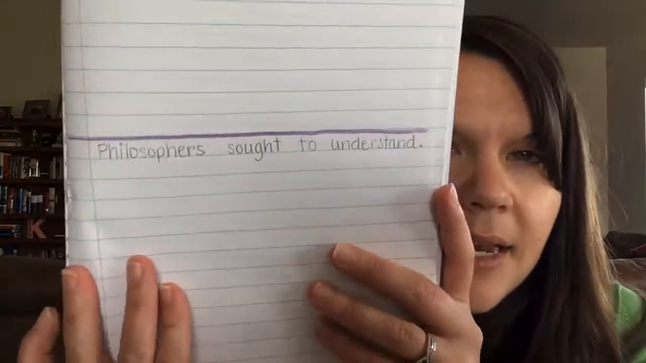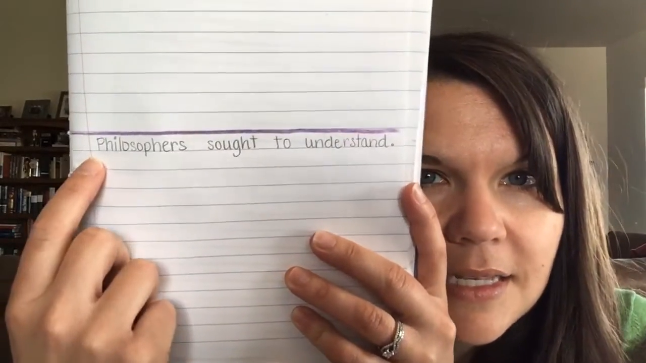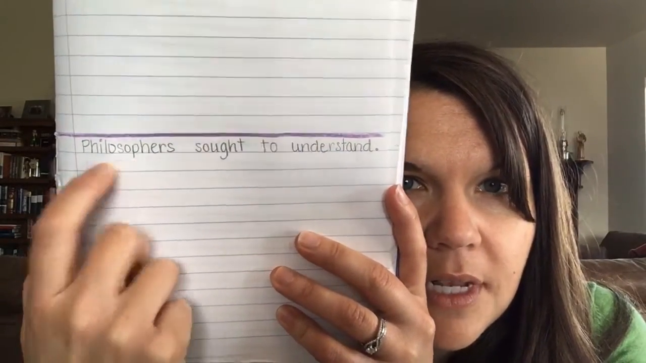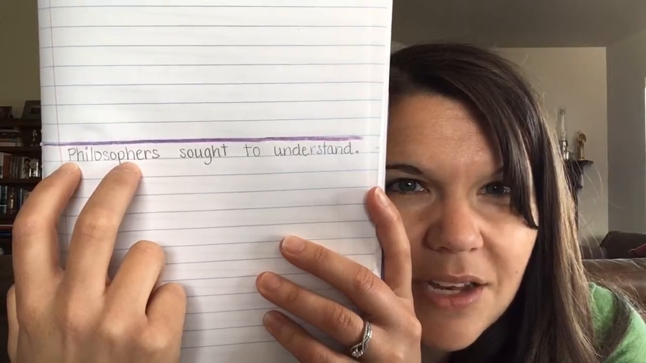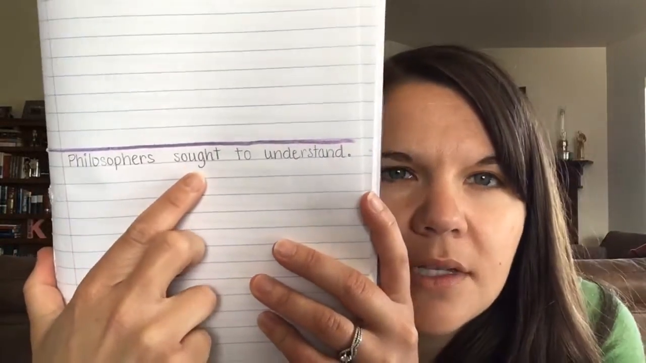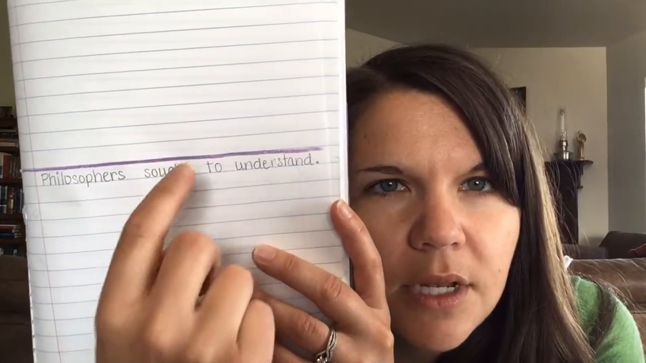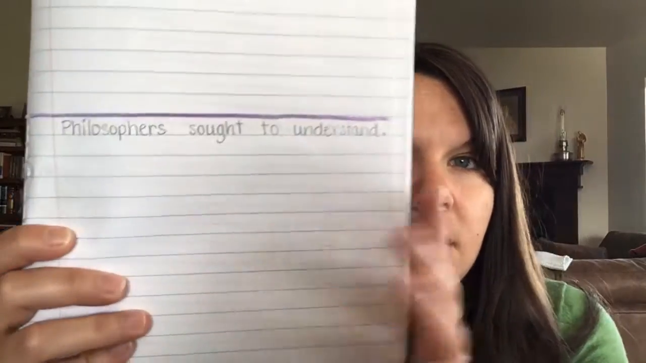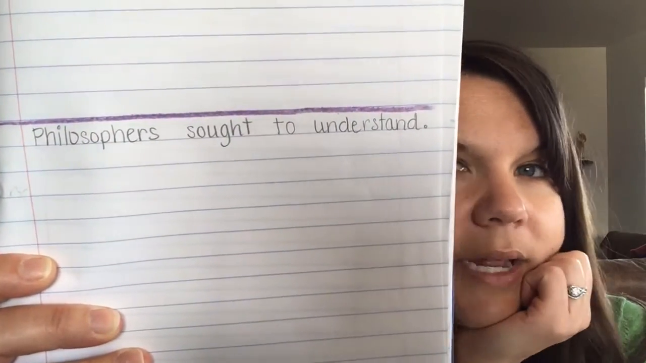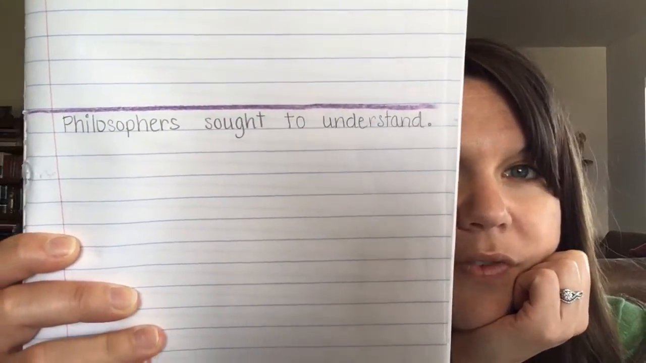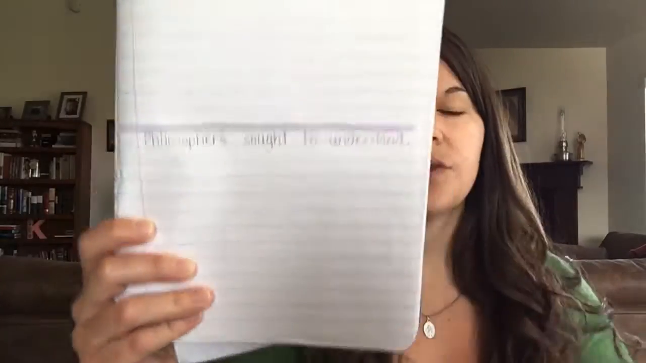So here is my black book with a line. And here's what my sentence says today. It says, philosophers, now look twice, we see that PH saying sought. That means they tried or looked to understand. So that's your sentence that you need to copy today. Philosophers sought to understand. So they were always thinking and talking and asking questions and trying to understand the world, okay? The big questions of the world.